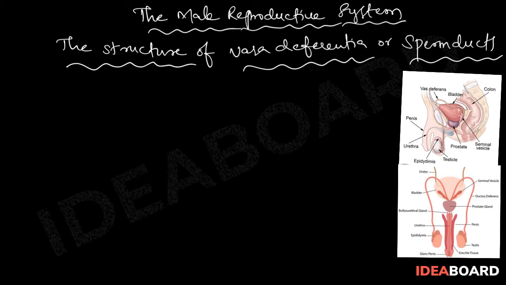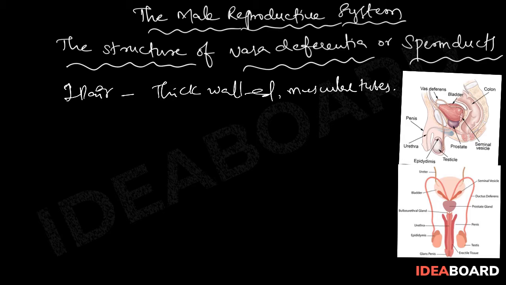Now we are going to discuss the structure of vasa deferentia, or the spermatic ducts. The vasa deferentia or spermatic ducts are a pair of thick-walled, muscular tubes or muscular ducts arising from the epididymis. In this diagram, these are the vasa deferentia or the spermatic ducts.